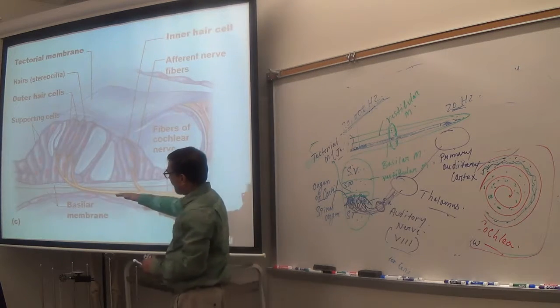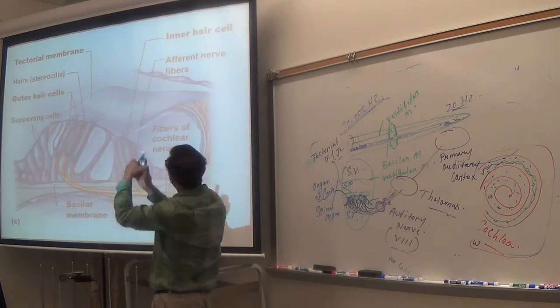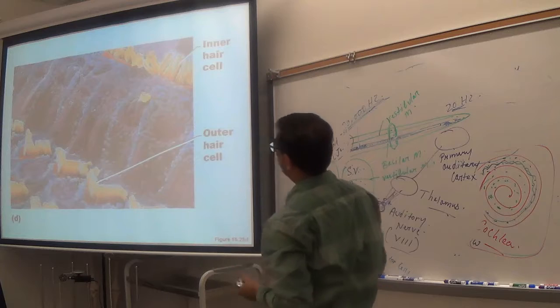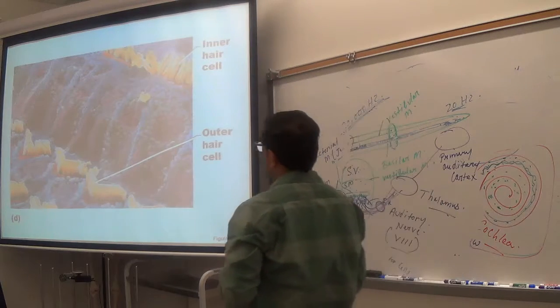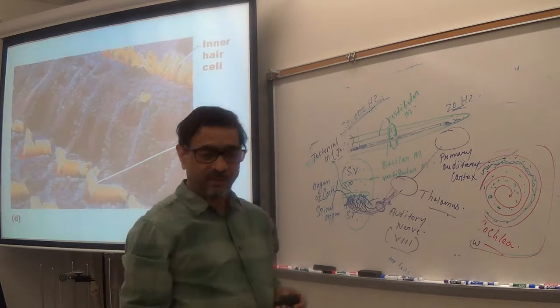Okay? And the basilar membrane will move up and down, the hair will bend and get straight. Two types of hair cells are present in the cochlea: outer hair cells and inner hair cells.